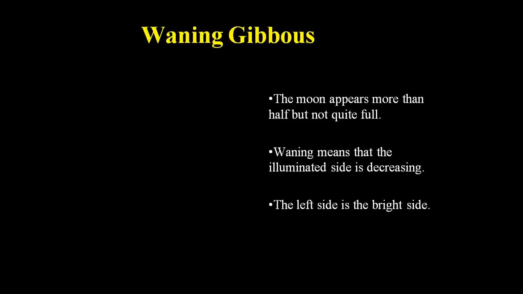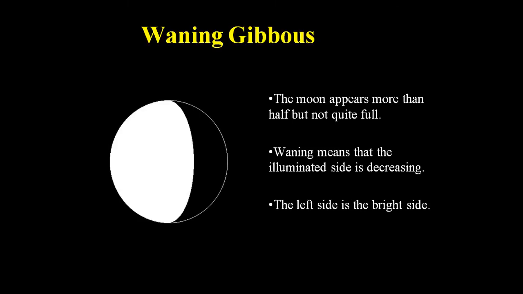Waning gibbous. The moon appears more than half, but not quite full. Waning means that the illuminated side is decreasing or getting smaller. The left side is the bright side.